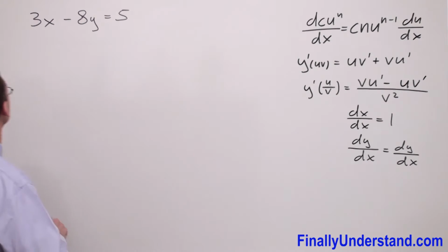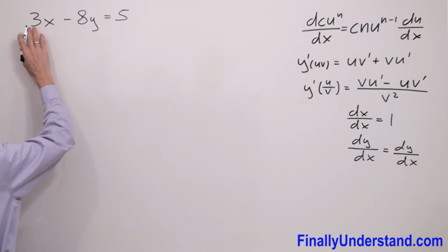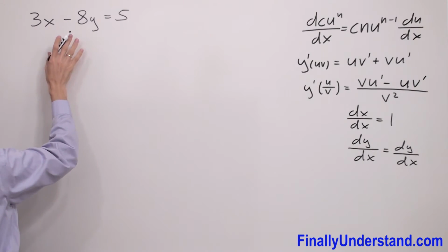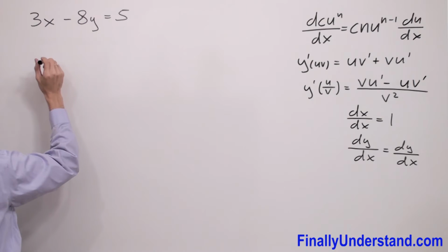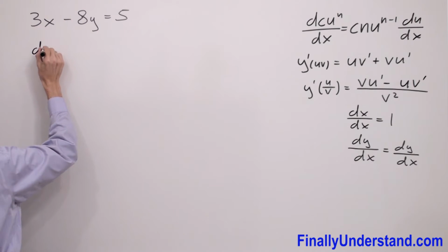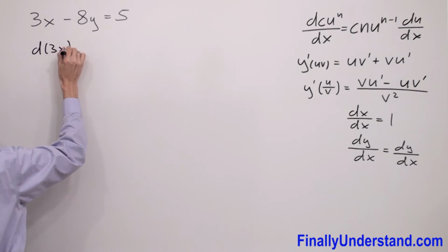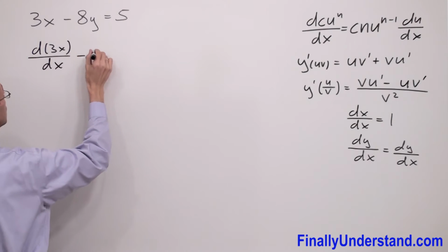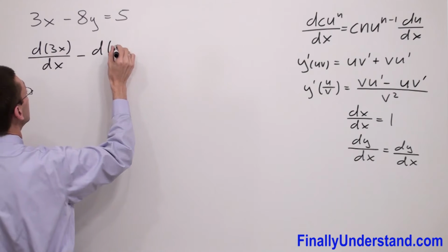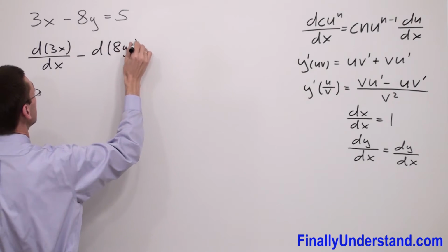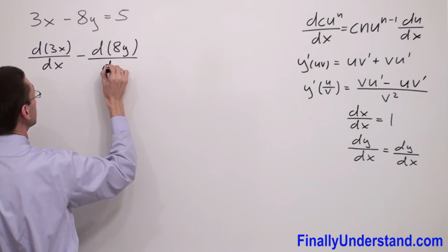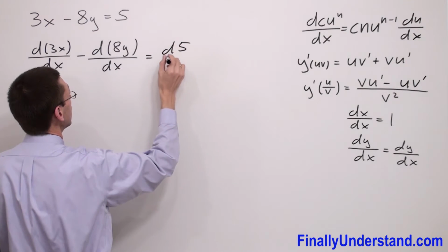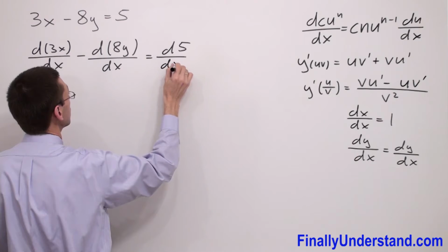So let's take a look at what we can do over here. Let me do everything step by step. I have to find the derivative of each term of my equation. So I have the derivative of 3x with respect to x minus the derivative of 8y with respect to x is equal to the derivative of 5 with respect to x.